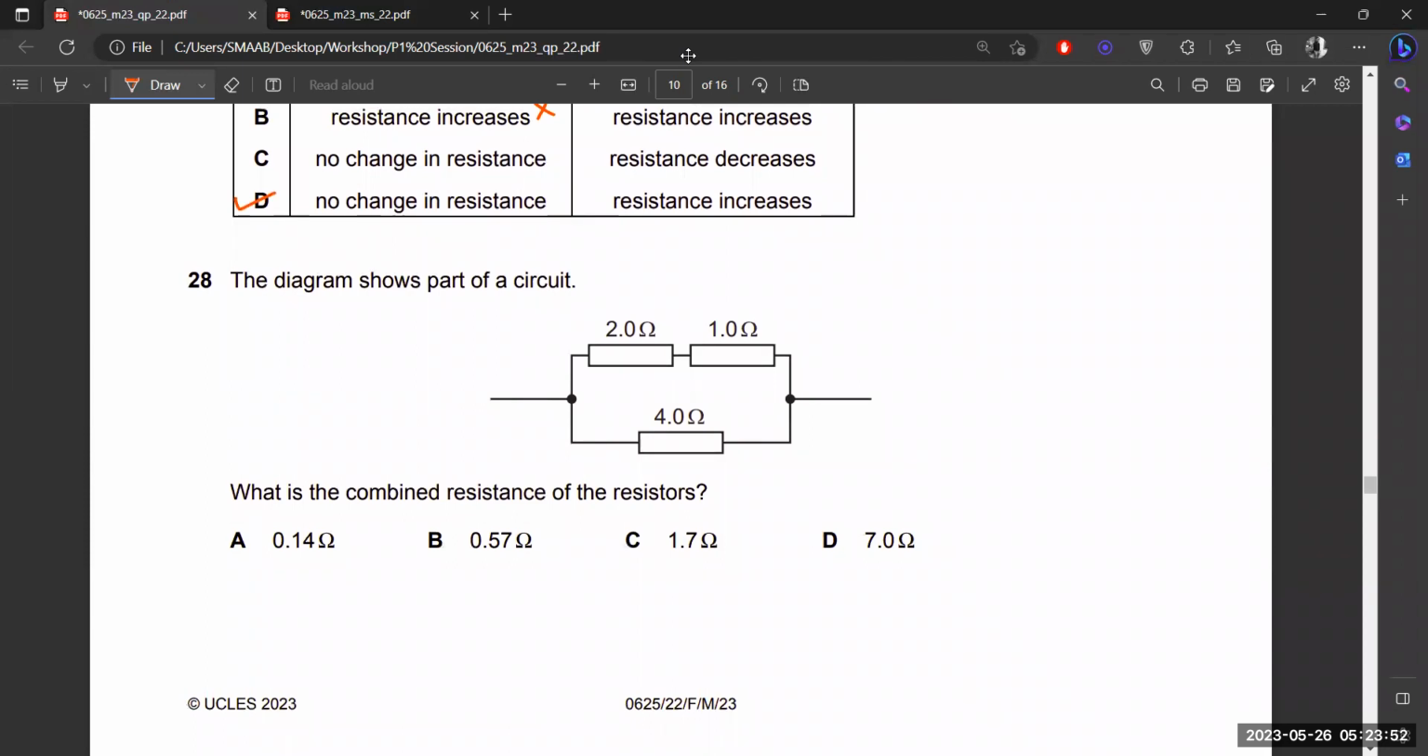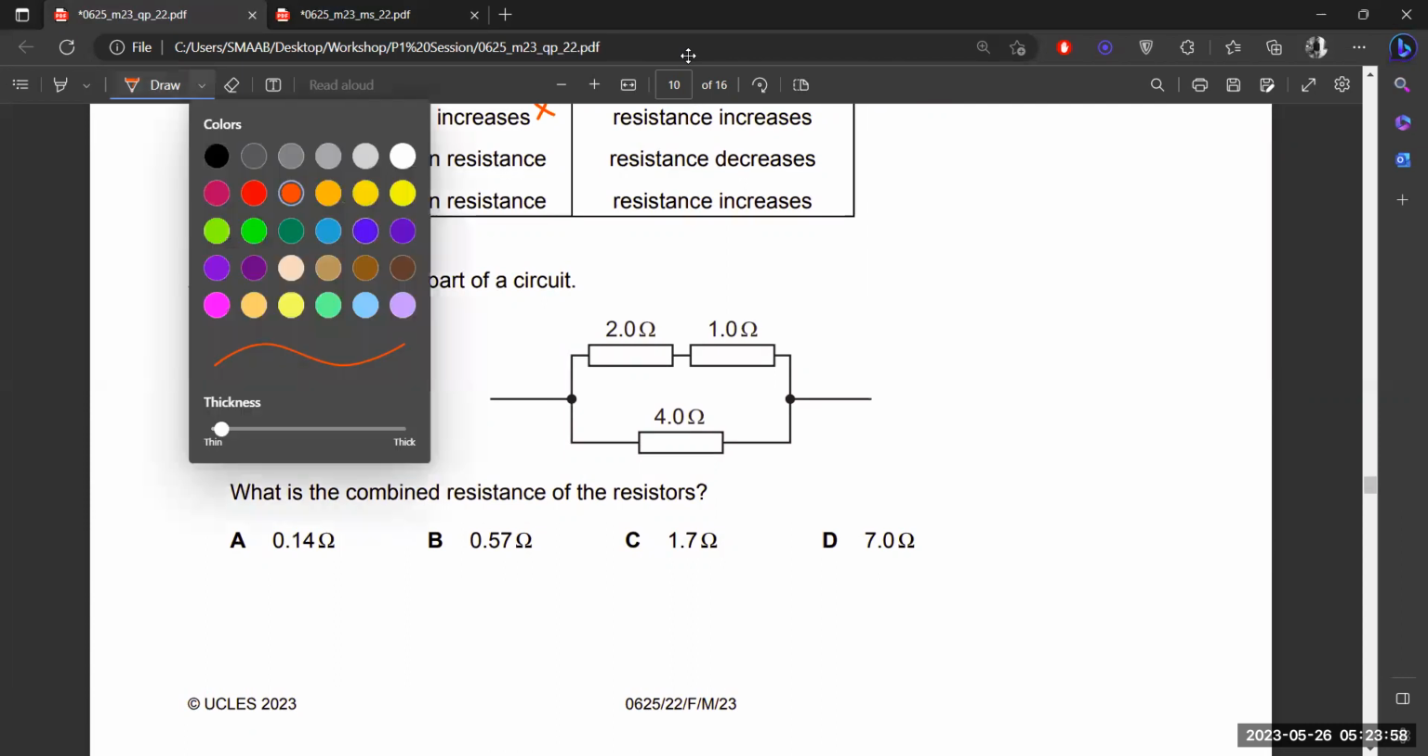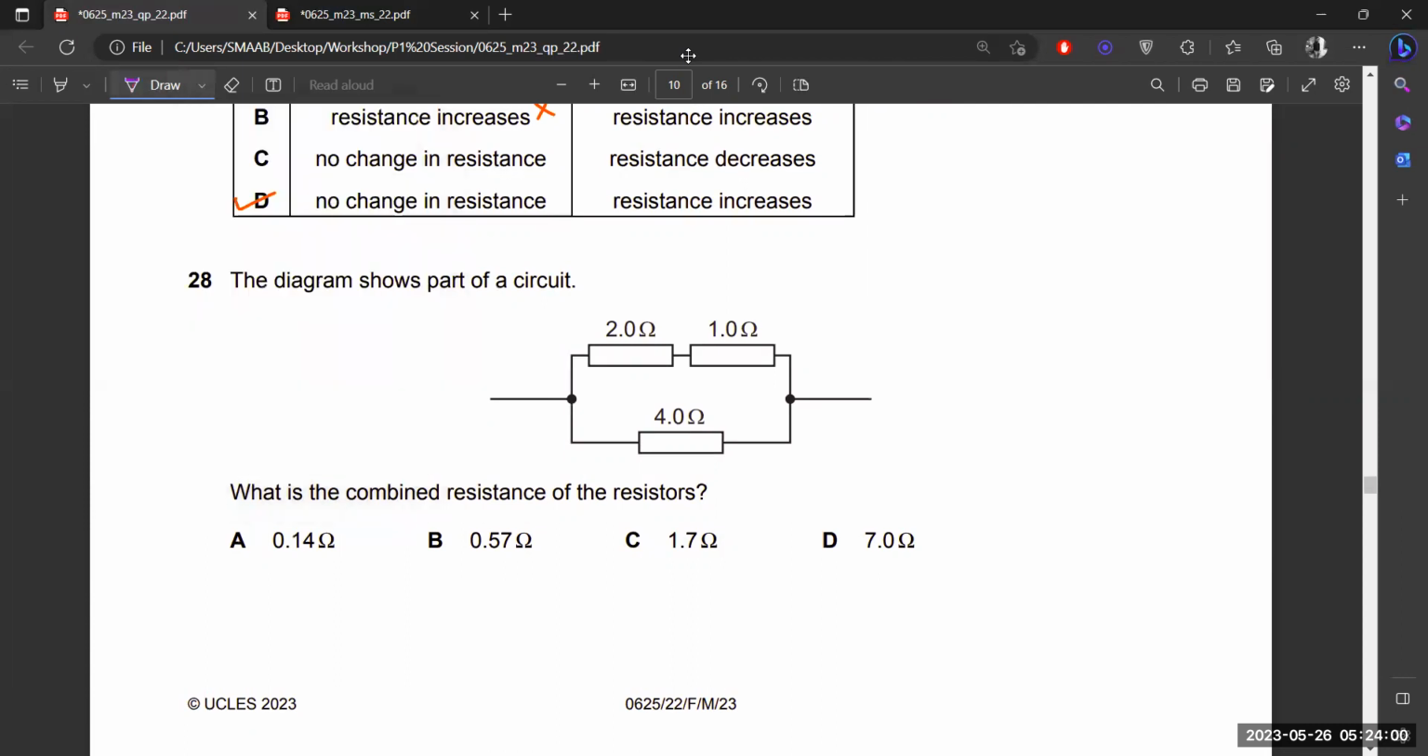The diagram shows part of a circuit. What is the combined resistance? Combined resistance means equivalent resistance. We need to find out the equivalent resistance. So that's not a big deal.